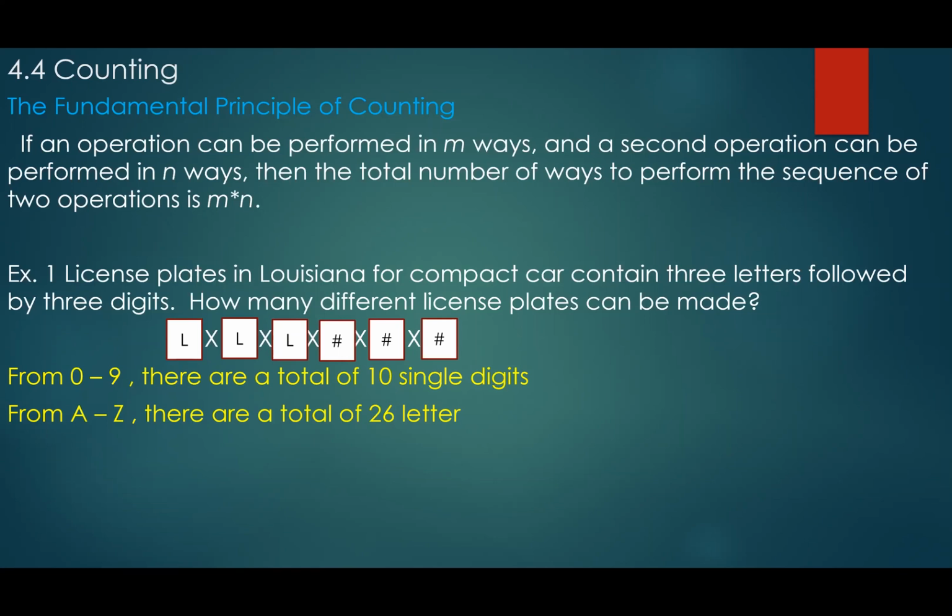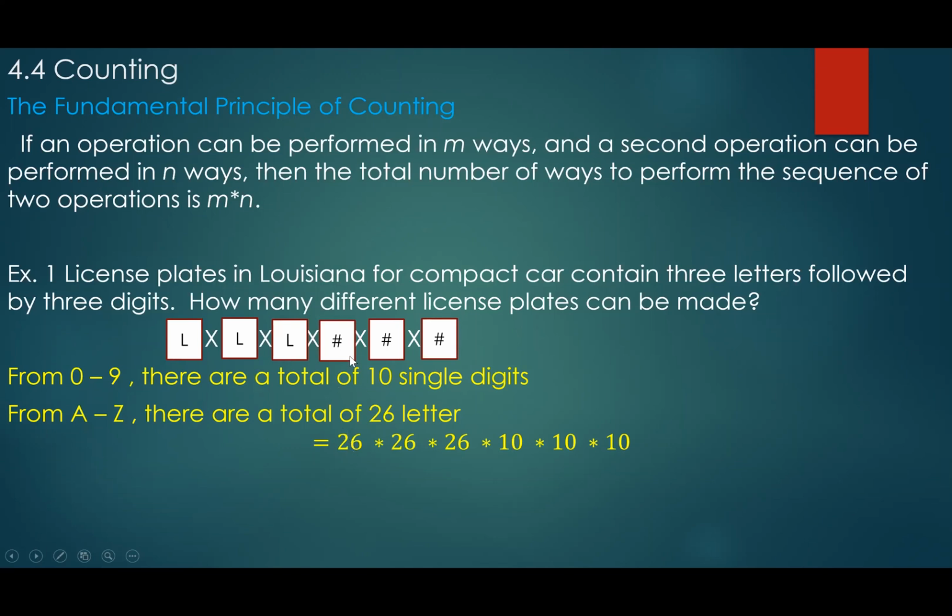Now let me ask you, for the letters, how many letters can I put here? From A to Z, there are 26 letters I can put here, 26 letters here, and 26 letters here. And from 0 to 9, how many single digits are there? There are 10 single digits. Anything after 9 is just a repeat, 10 is the repeat of 1 and 0. That's why we got 10. So looking at this, for the letters, I have 26 times 26 times 26.